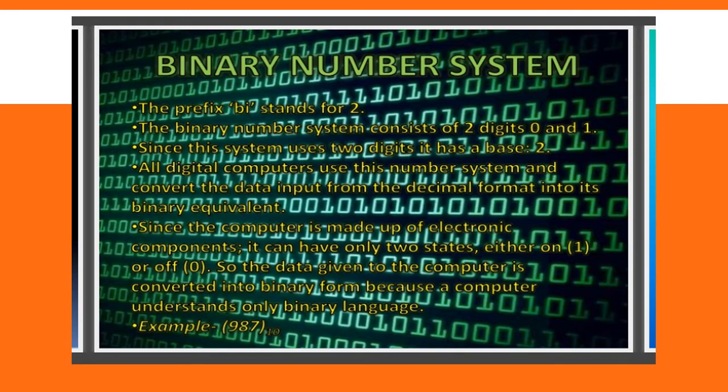Since the computer is made up of electronic components, it can have only two states, either on or off. So, the data given to the computer is converted into binary form because a computer understands only binary language. One example is given, 987, that is a decimal number.